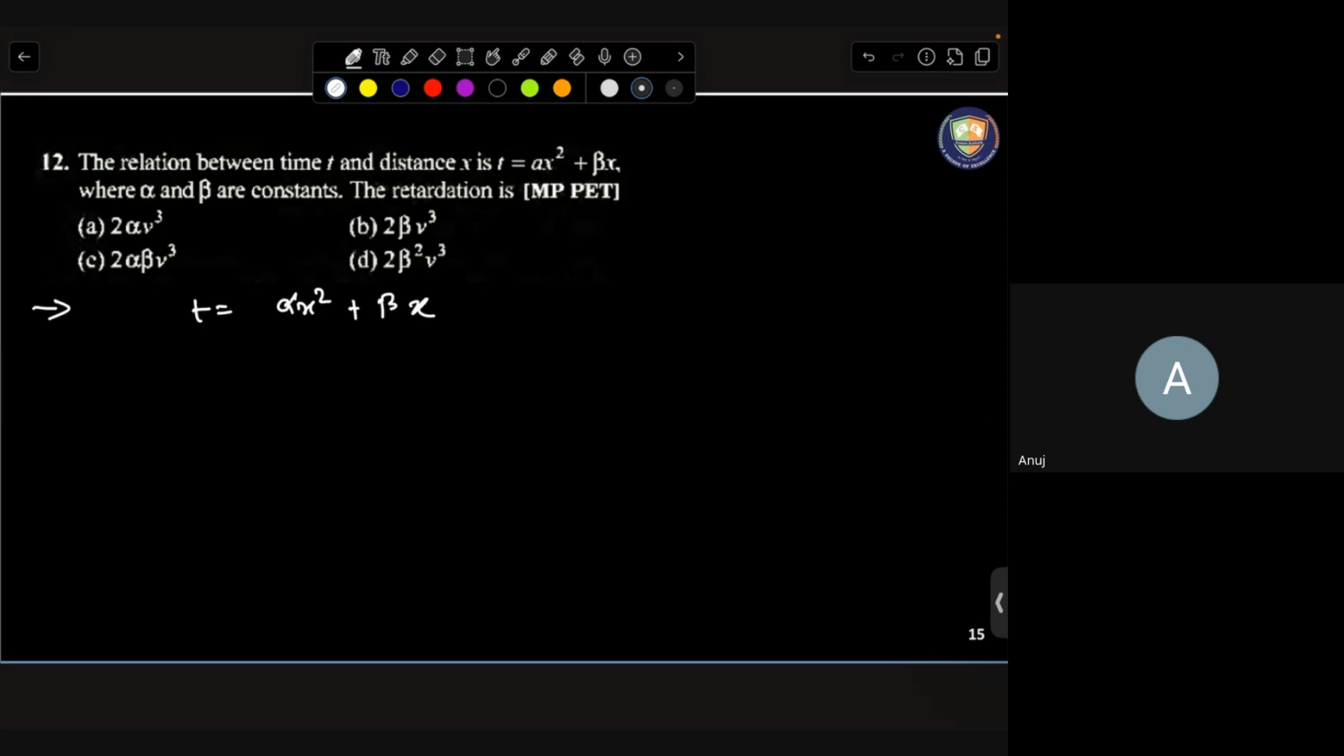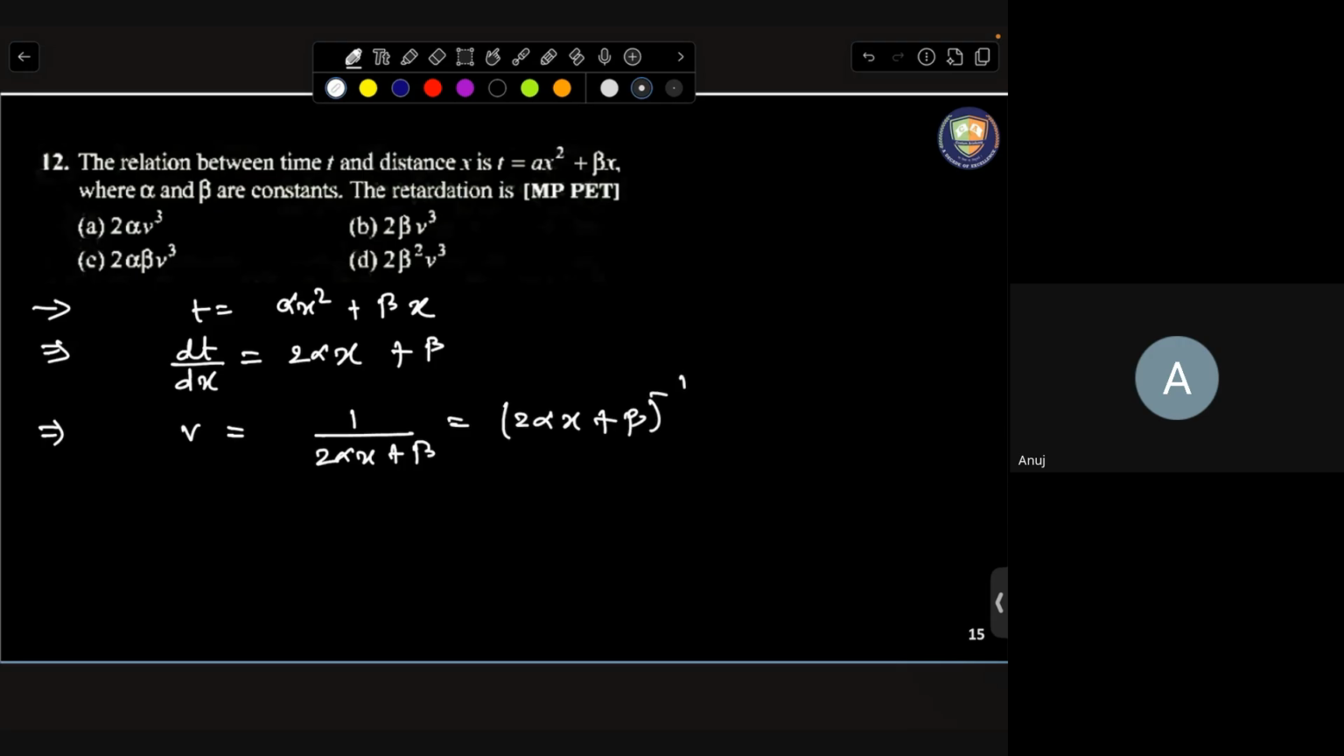So in the answer, if you look carefully, there is a velocity part. So somehow we have to introduce the velocity part. How we can do it is to differentiate this with dx. So 2 alpha x plus beta. We know dx by dt is velocity. So that means v must be equal to 1 by 2 alpha x plus beta, which is 2 alpha x plus beta to the power minus 1.